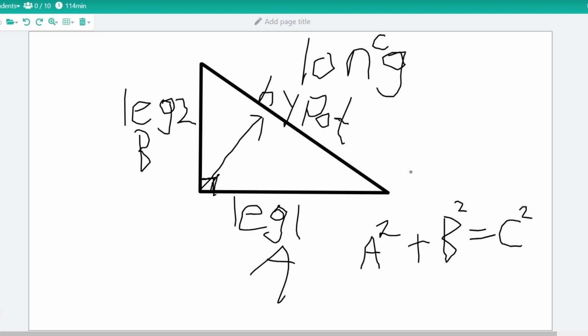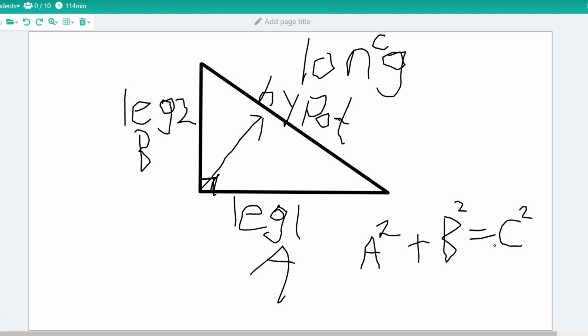But there's a problem with this. This is not going to be telling us how long this side is. It's telling us how long this side is times itself. And so how do we deal with something that is squared? Easy. We just take the square root. So you're going to need a calculator for these ones. When you do the calculations, calculators will help immensely.